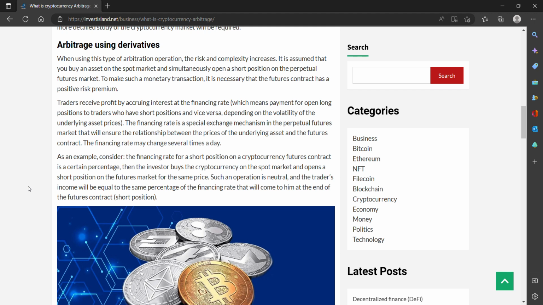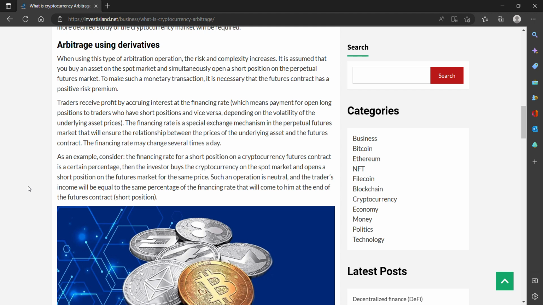Depending on the volatility of the underlying asset prices, the financing rate is a special exchange mechanism in the perpetual futures market that will ensure the relationship between the prices of the underlying asset and the futures contract. The financing rate may change several times a day.